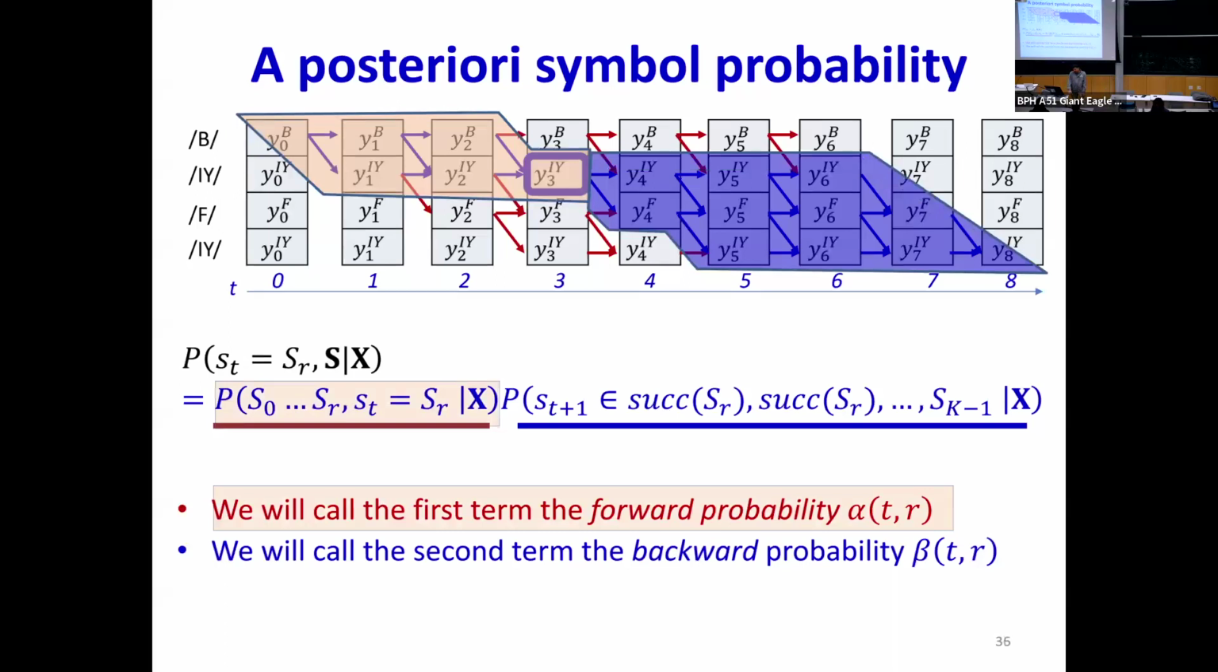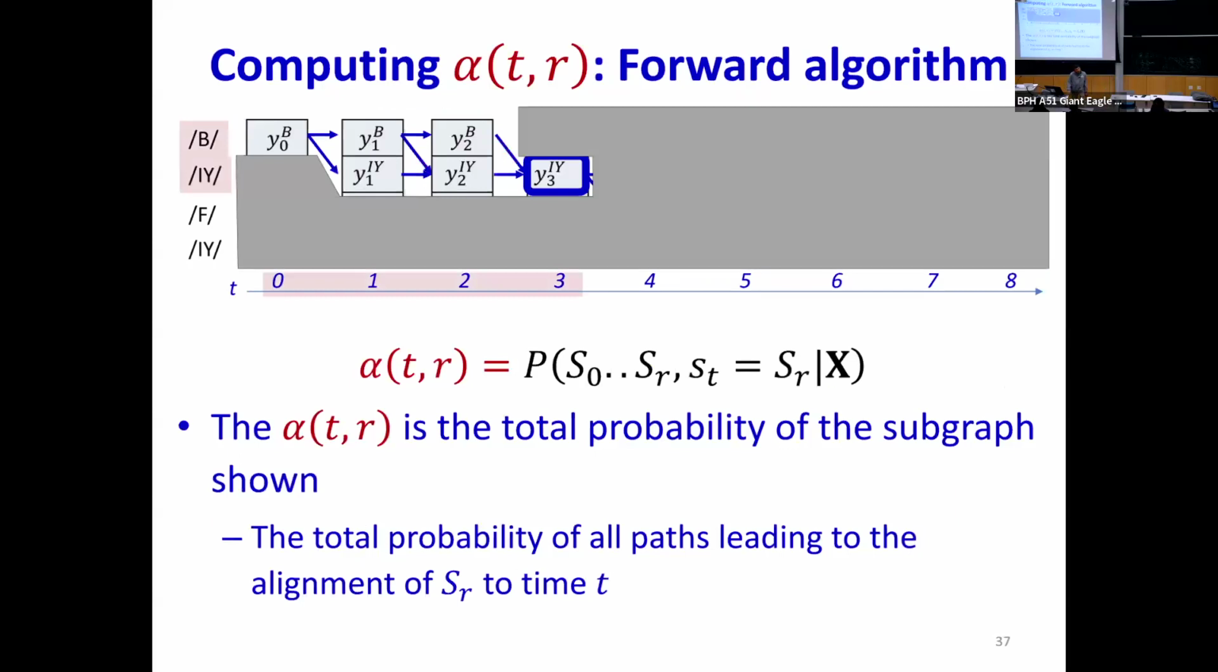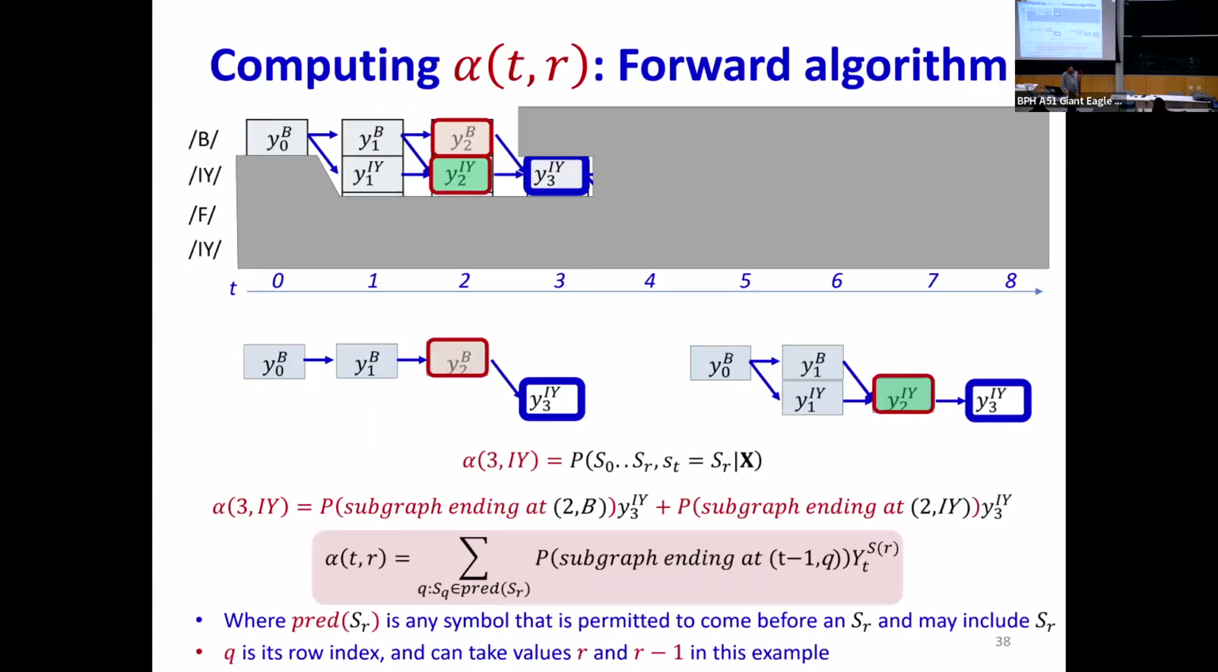So let's see how we're going to compute this forward probability first. This forward probability is going to be the total probability of this subgraph over here, which is the portion of the graph that starts at y0b and ends at y3e. Now, what are the ways in which I can end up at y3e? There are only two ways. I can end up at y3e either from the red node or from the green node.